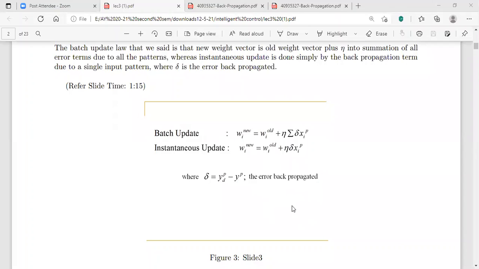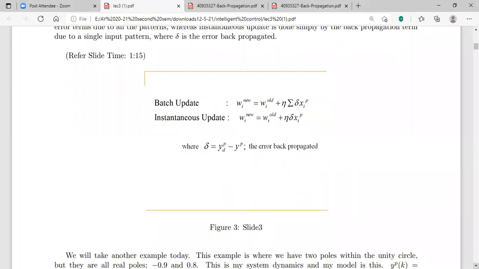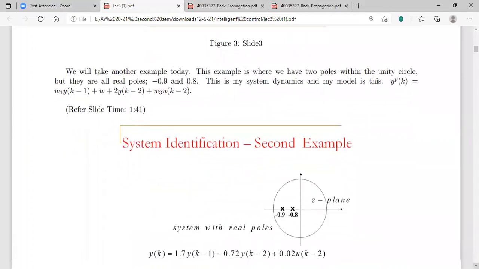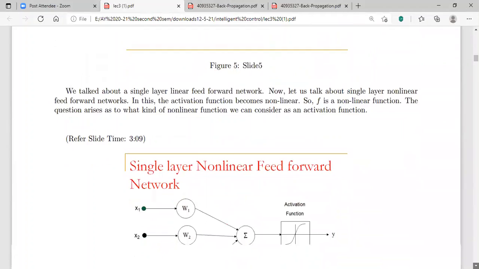Okay, this may be asked for 1 mark question. What is batch update and what is instantaneous update?